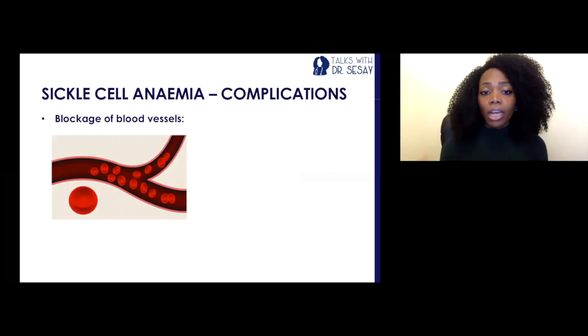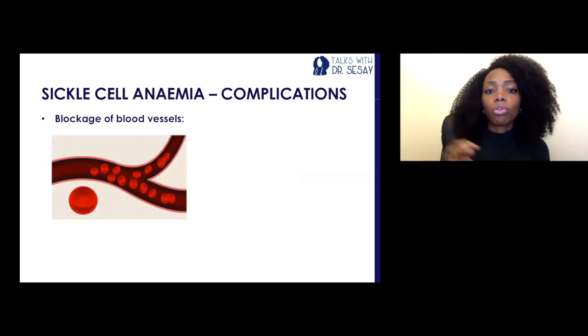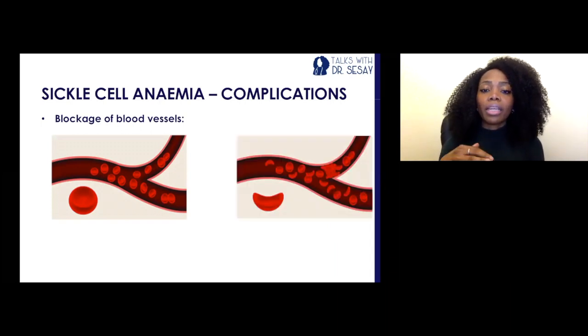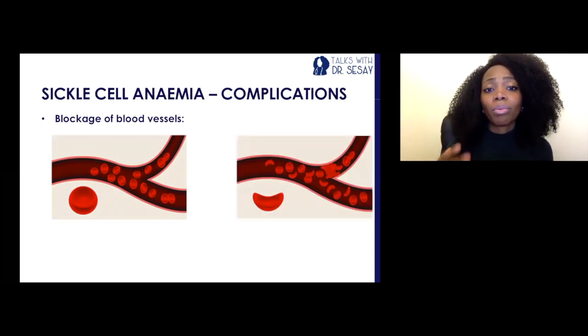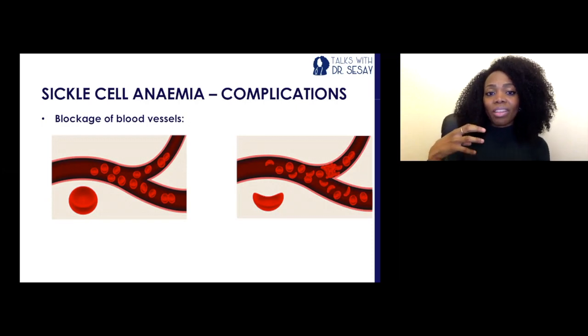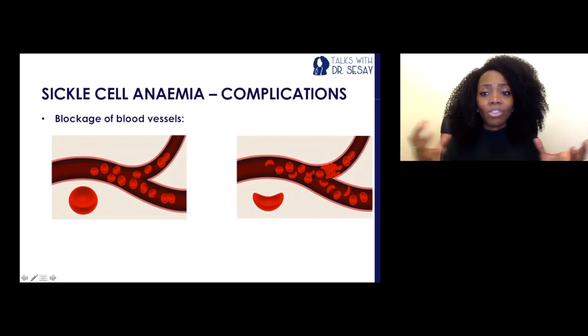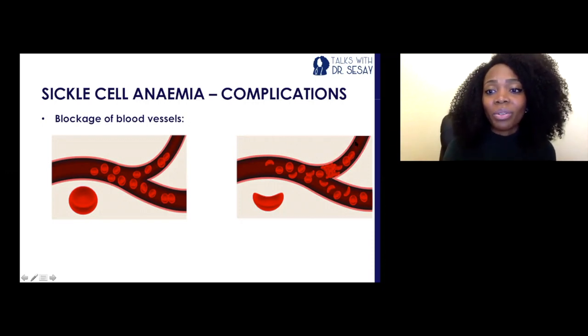And earlier, I told you that the red blood cells are very flexible, and they're able to sort of bend and change their shape so that they can go past narrow blood vessels. Now, when someone has sickle cell anemia, remember I said that the cells are more rigid, they're sticky, and they clump up together. So you can see in this picture that they've clumped up together here, and that they've blocked up the blood vessel completely.